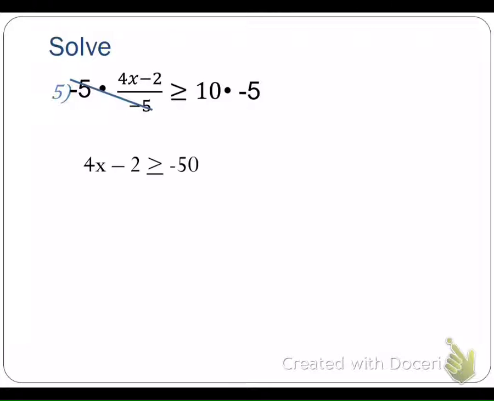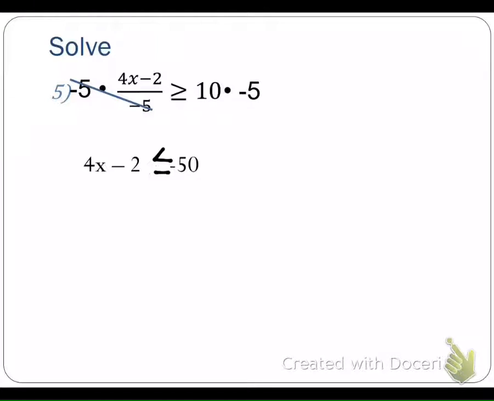Let me get the white pen out again. And it's now a negative 50. Everybody with me? Yeah, I multiplied by a negative 5, so I flipped the direction of the sign. Anytime you multiply or divide by a negative, you flip it.